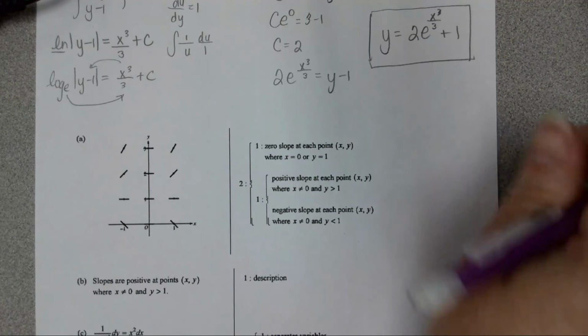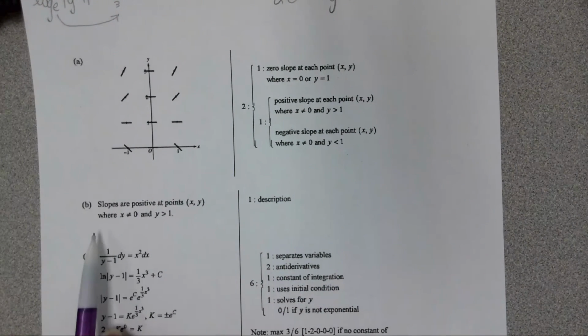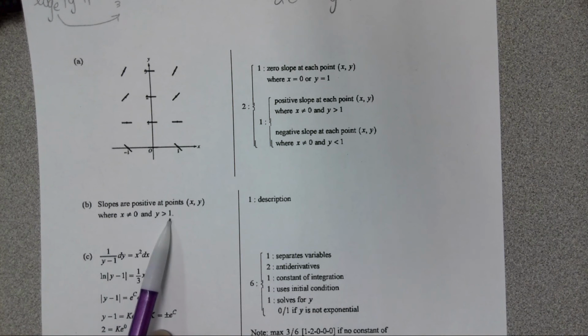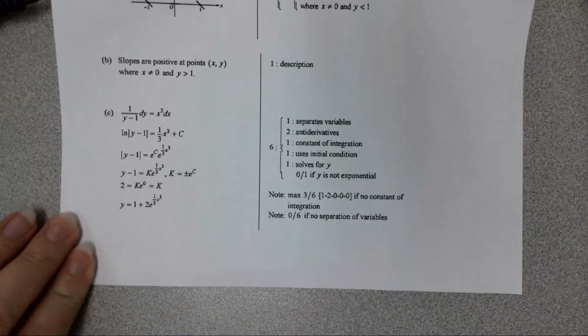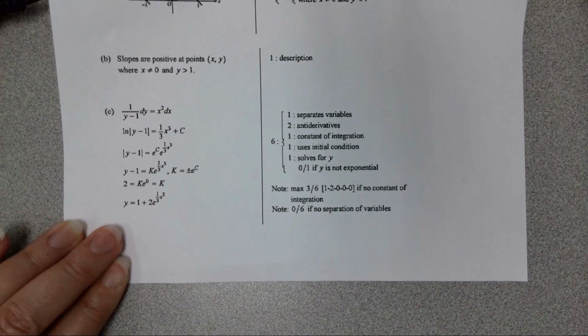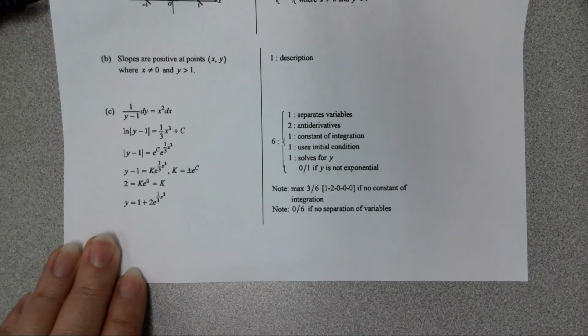Okay? All right, part B. We get 1 point. Slopes are positive at the point x, y, where x is not equal to 0 and y is greater than 1. We talked about that. You get 1 point. Great. Now, remember where the points come in. Take a look at this one. This differential question is worth 6 points.